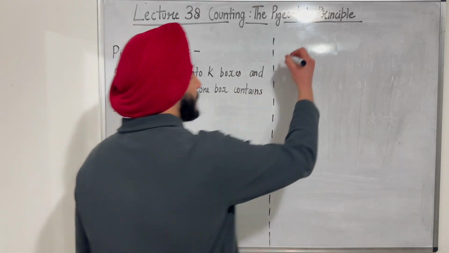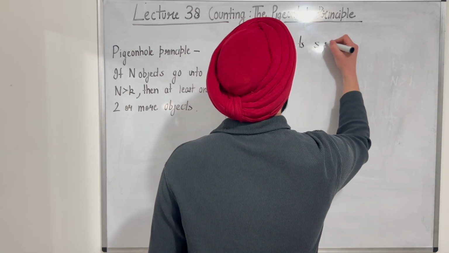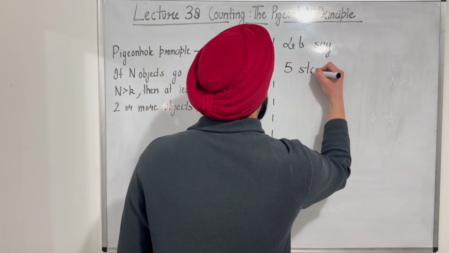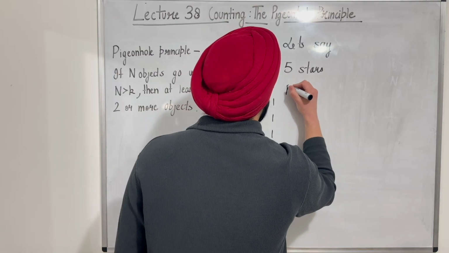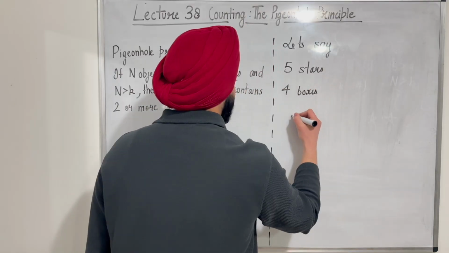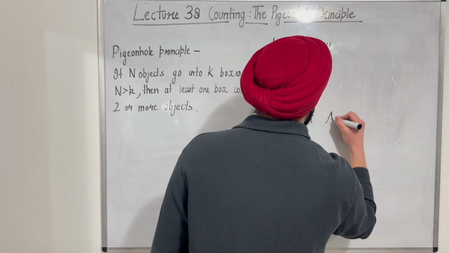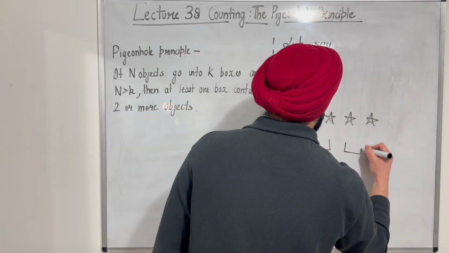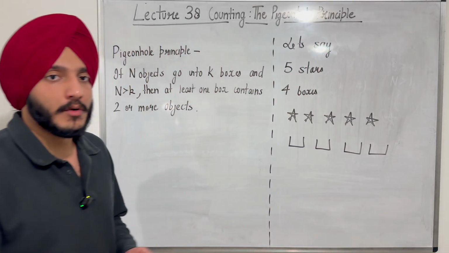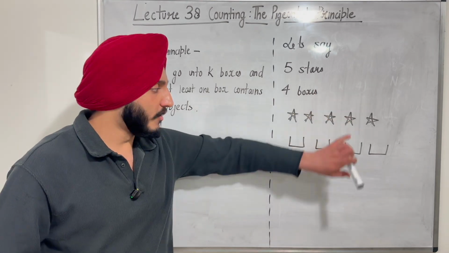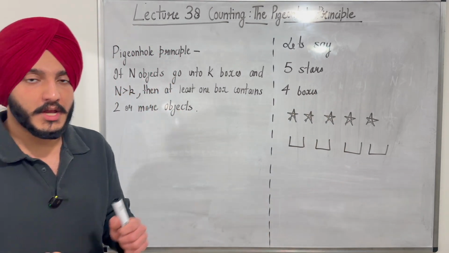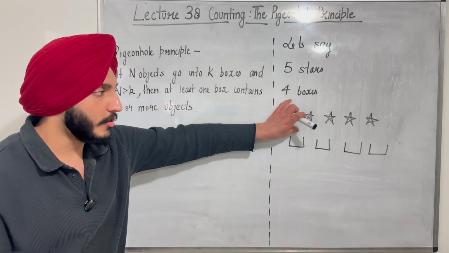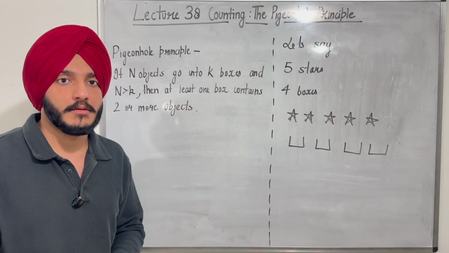So let's say you have 5 stars, right? So I give you 5 stars and I give you 4 boxes. Okay, so I'm going to ask you a question, right? Let's say you have 5 stars and you have 4 boxes. Now I ask you the question, can you put each star in an independent box? Like, can you give each of these stars their own box? So try to pause the video and just think about it.